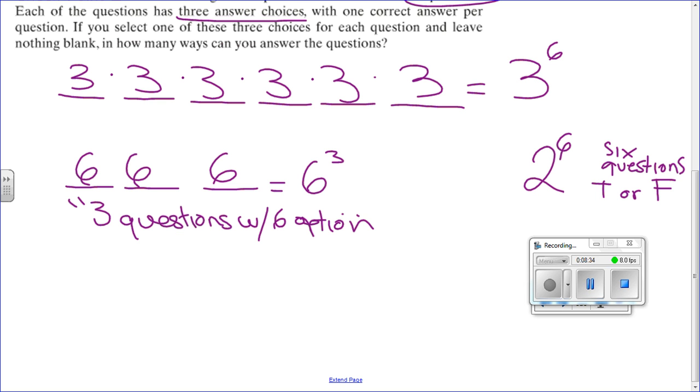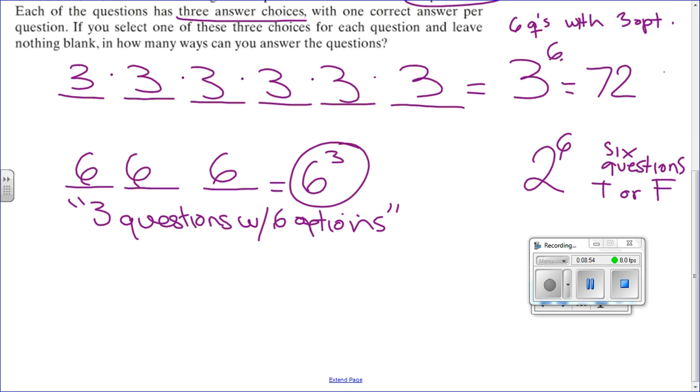This is 3 questions with 6 options right here, and this was the 6 questions with 3 options each. So, does anyone have a number for that? 3 to the power 6? 729. Thank you.